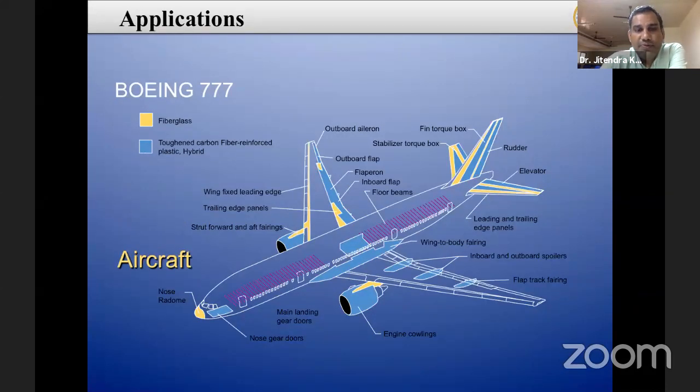So now we move to the application of that particular fiberglass or epoxy glass. So you can see this Boeing 777. This yellow color shows that particular fiberglass is used. So in aircraft, there are various applications of composite material.